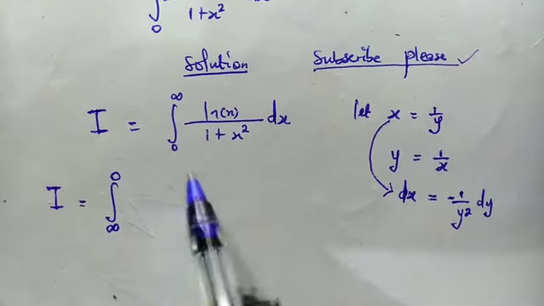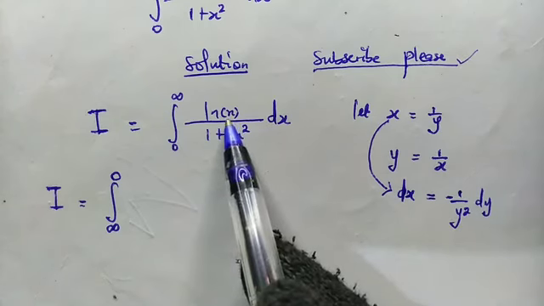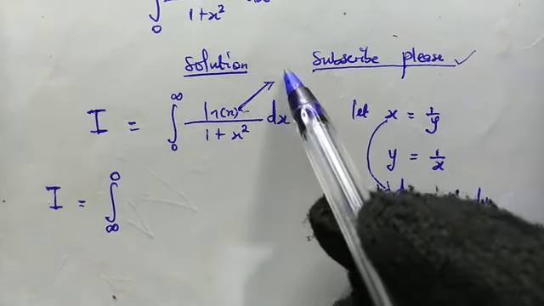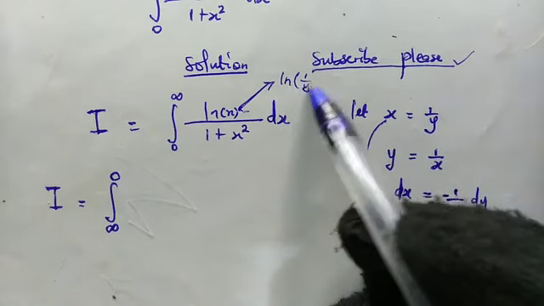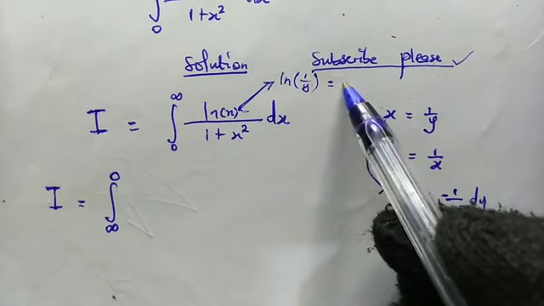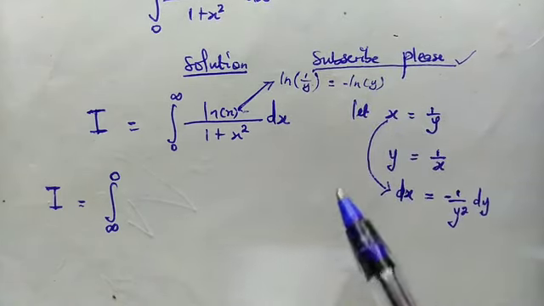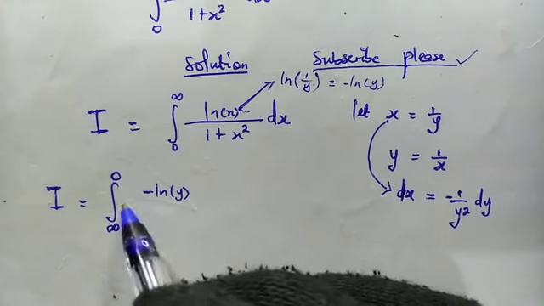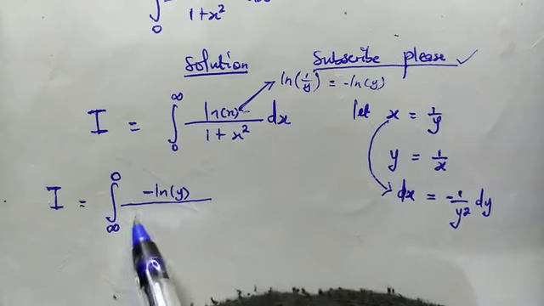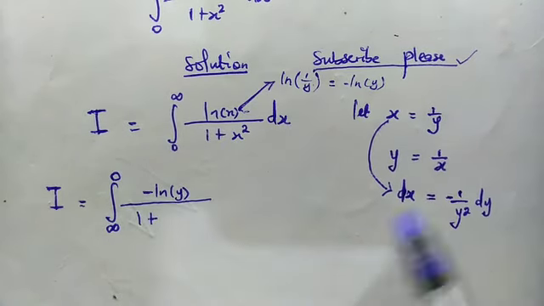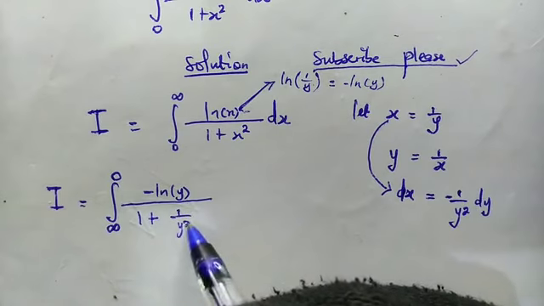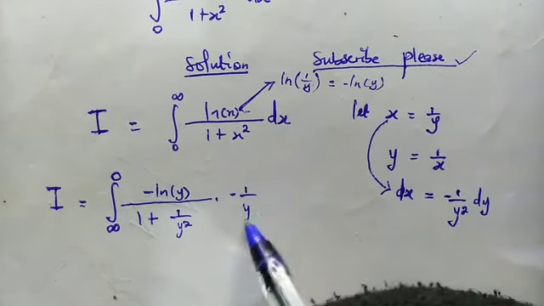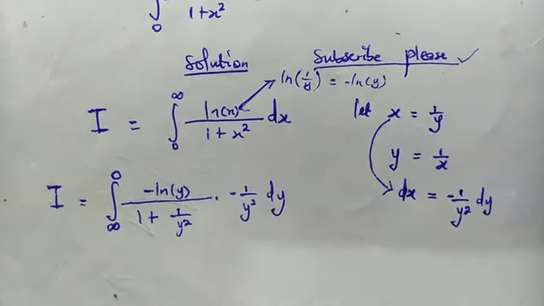So from here, we have the natural log of x. In terms of y, the natural log of x is going to be the natural log of 1 over y, and this is equal to the negative natural log of y. So here we have the negative natural log of y, then all over 1 plus x squared, which is 1 plus 1 over y squared. Then we have to multiply by dx, which is negative 1 over y squared dy.